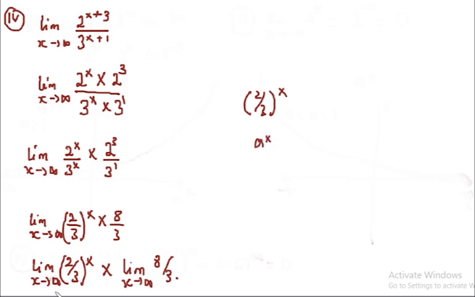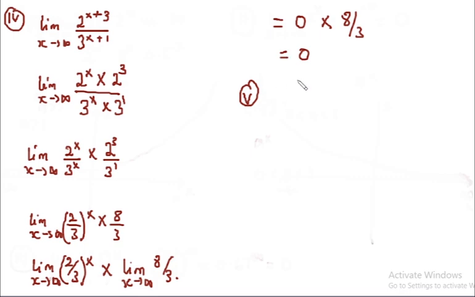As x approaches infinity for 2/3, now 2/3 falls into a value between 0 and 1. So as x approaches positive infinity for a base between 0 and 1, the limit is 0. That means this is equal to 0 times the limit as x approaches infinity of 8/3, which is still 8/3. So this is 0 times 8/3, which is 0. Let me take another example.